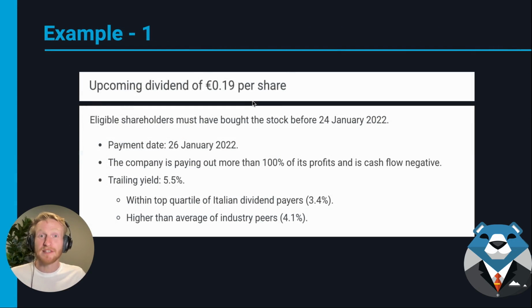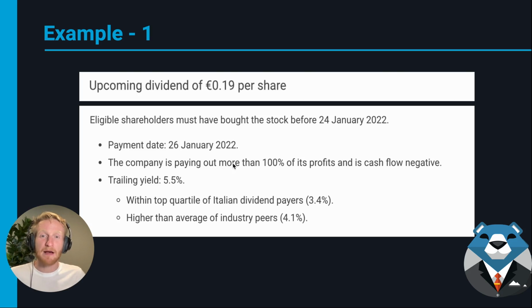This first example is the one we just saw on that page. There's a dividend coming up of about 19 cents, or 19 euros, per share. Eligible shareholders must have bought the stock before the 24th of January 2022. The payment date is the 26th of January, so it's just a couple of days after.